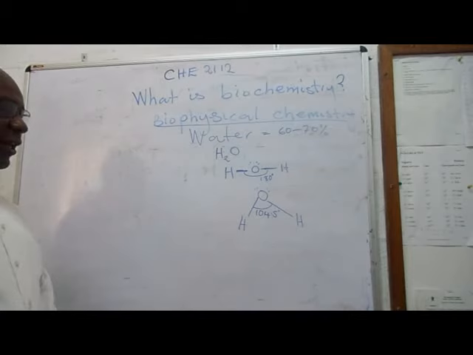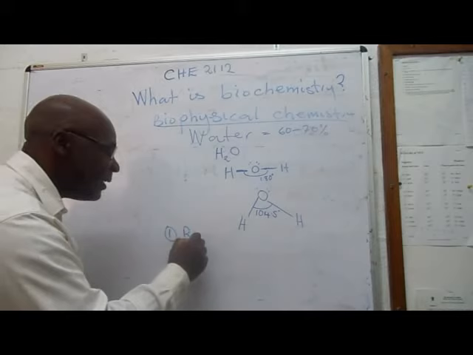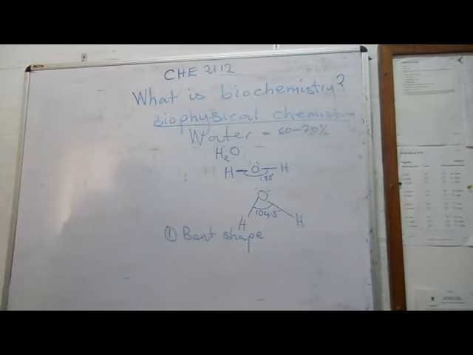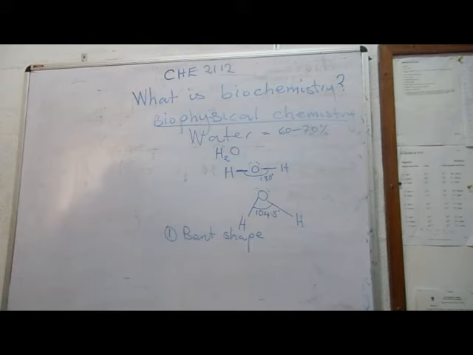So the first property of water that we find is that geometrically it has a bent shape, and not a linear shape. We've tried to explain why it is not a linear shape. And it tends to have a bond angle between hydrogen, oxygen and hydrogen of 104.5 degrees.